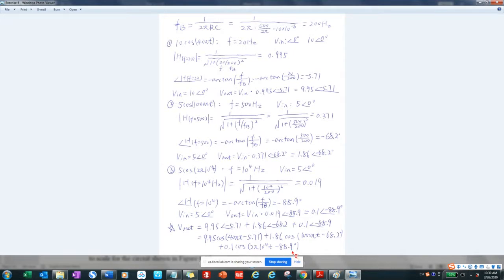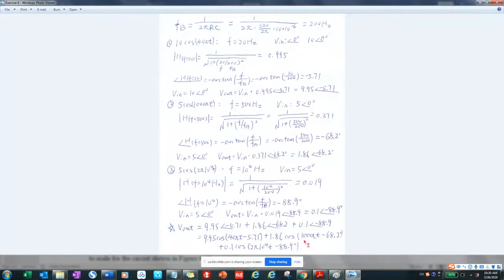Through this calculation, you can see that for different frequencies, their response will be different. Since this is the low-pass filter, for the lower frequency, the signal can pass through. We can see the magnitude of the transfer function is 0.995, very close to 1.